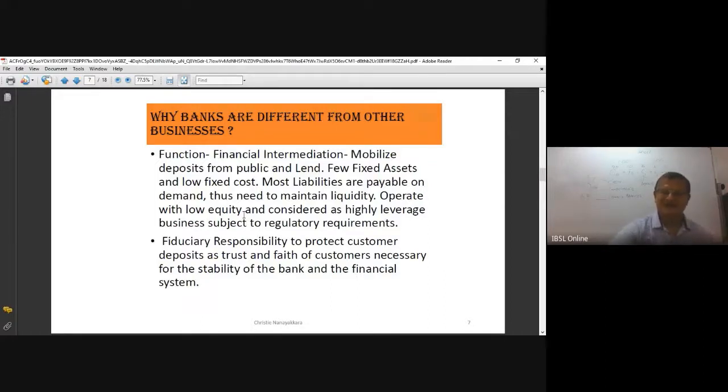Now, if you go back again, under equity I have put 10 because generally we have a regulated requirement called capital adequacy. You need to have 10%, which has been increased to 14% in recent times. So in this example, I have put 10 out of 100, which is 10%, and this is considered a highly leveraged business subject to regulatory requirements. Now you need to understand this word, highly leveraged.